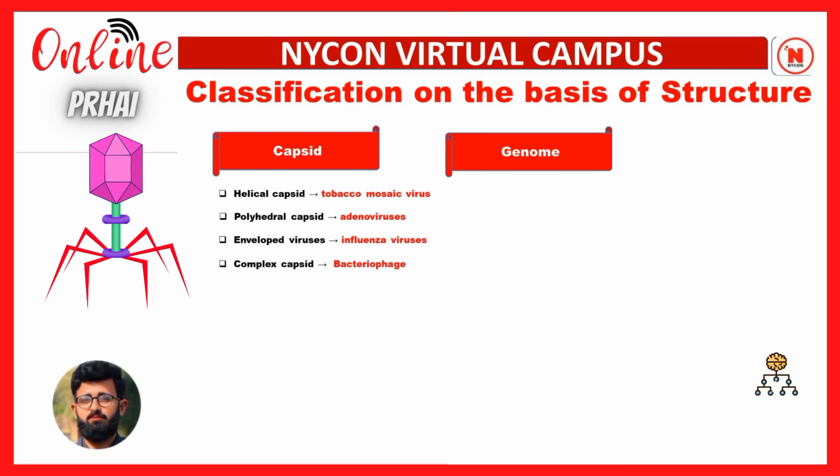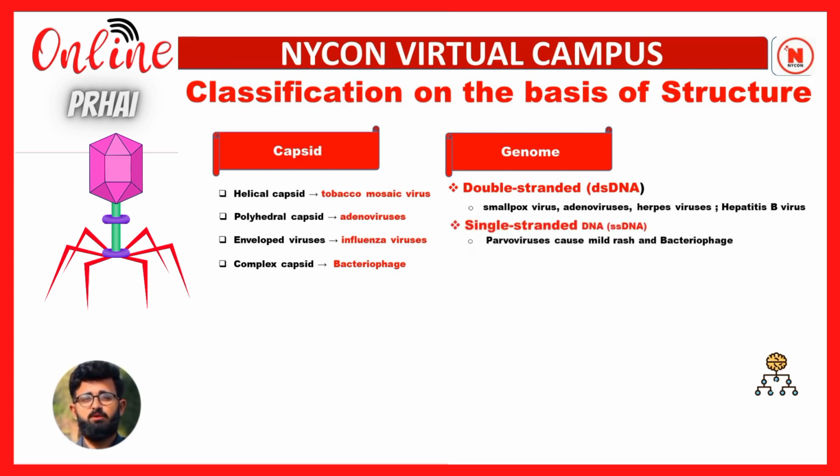Now we will classify viruses on the basis of type of nucleic acid present in their capsids. Some are double-stranded DNA viruses, for example, smallpox virus, adenoviruses, herpes viruses, and hepatitis B virus. Some are single-stranded DNA viruses, for example, parvovirus, which causes mild rash, and bacteriophage.